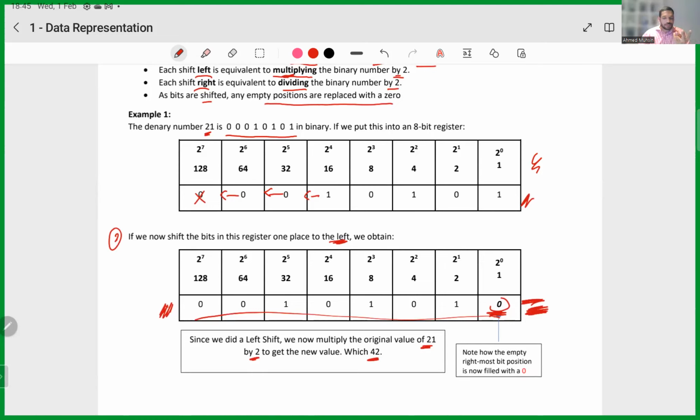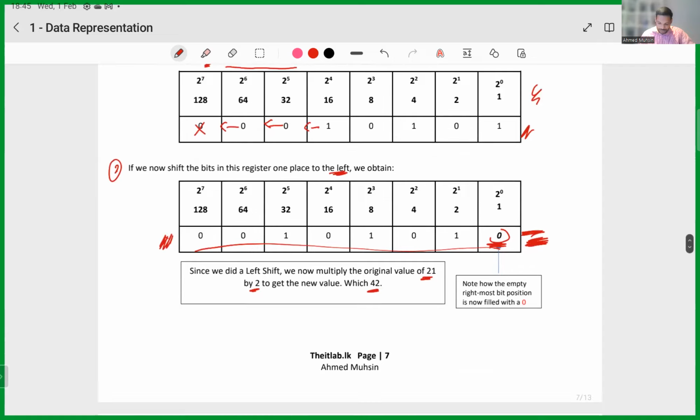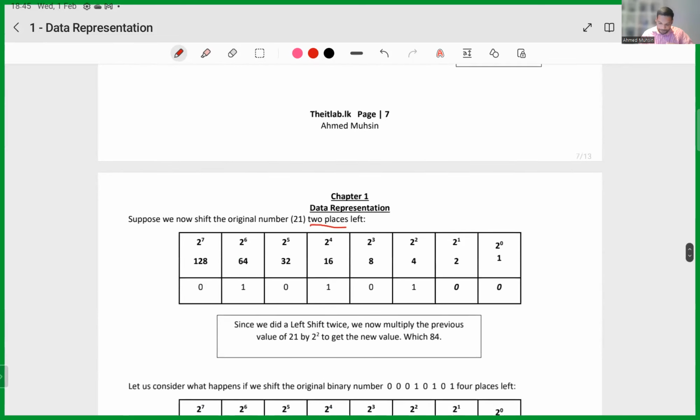Okay, so by now you should be telling me, once you shift it twice, then what happens is you should take 21 times 2 times 2, or 21 times 2 squared. You should be taking 21 multiplied by 2 squared. Okay, right, let's see what happens over here.